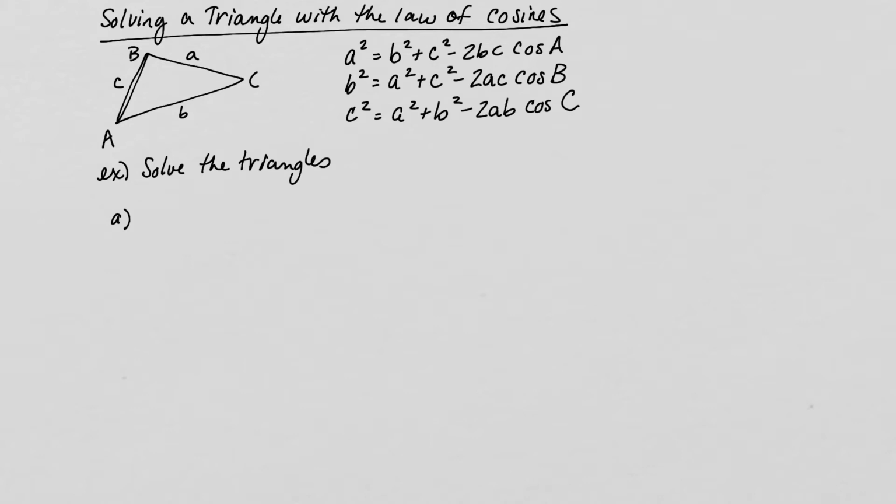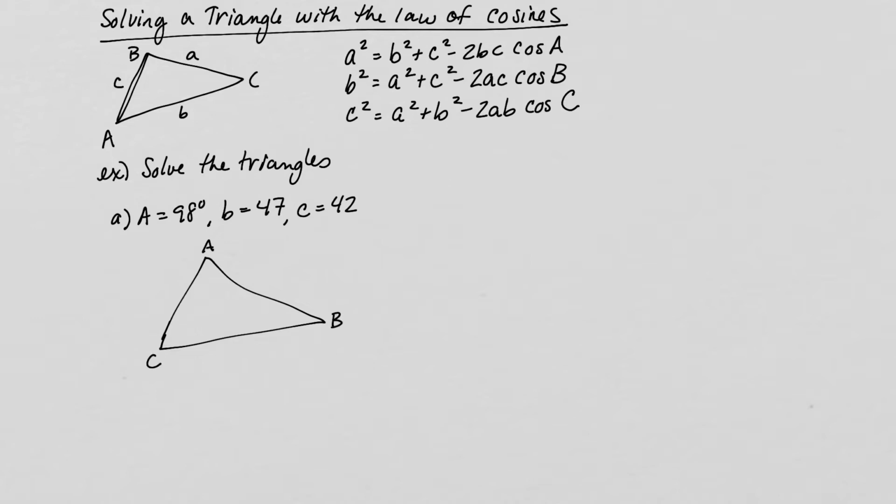My first one here, A is going to be 98 degrees, B is going to be 47, and little c is going to be 42. So if I draw my triangle, and we'll call this angle here A, B, C. So A is 98 degrees, little b, the side across from B, is 47, little c, the side across from C, is 42.